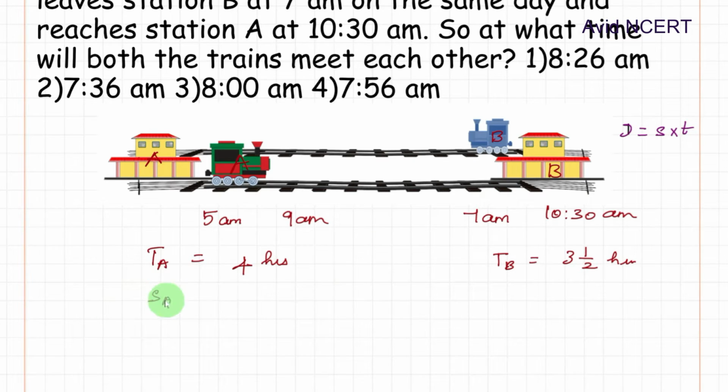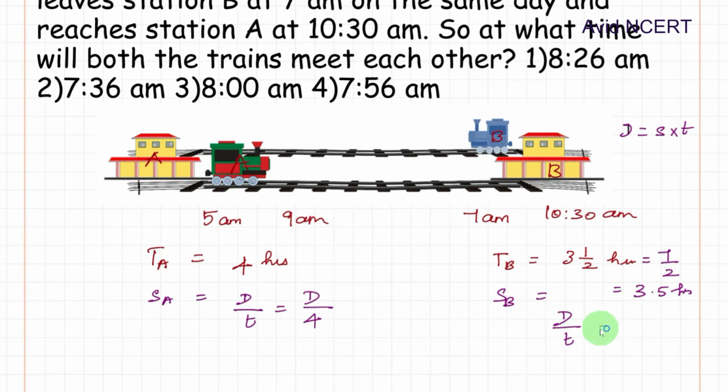Speed can be found by distance divided by time, so speed of A equals d by 4, since the time is 4 hours. For train B, the same thing goes again. This 3.5 hours can be converted into 7 by 2 hours. In the previous video I did it with 7 by 2 hours, but here I'm going to convert it into decimal, which is 3.5 hours. So speed of B is distance by time, which is d divided by 3.5.